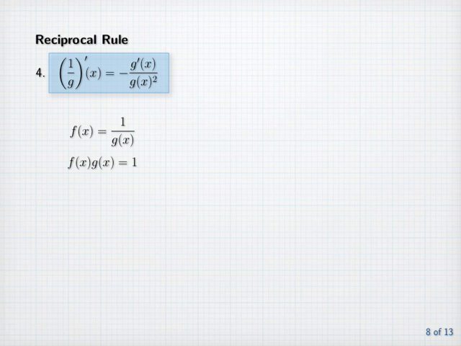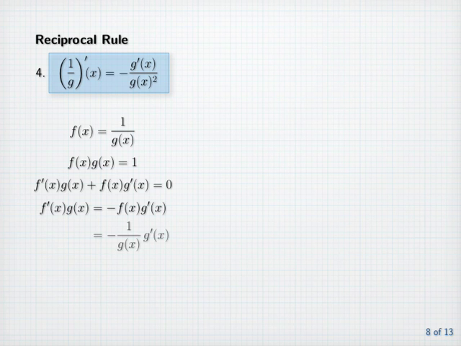The derivative of the left-hand side, by the product rule, is f prime of x times g of x plus f of x times g prime of x. And the derivative of the constant 1 is, of course, 0. Now, we'll solve for f prime of x by first subtracting f of x times g prime of x from both sides, and rewrite f of x as 1 over g of x. Now we'll divide by g of x to obtain f prime of x equals minus g prime of x divided by g of x squared.